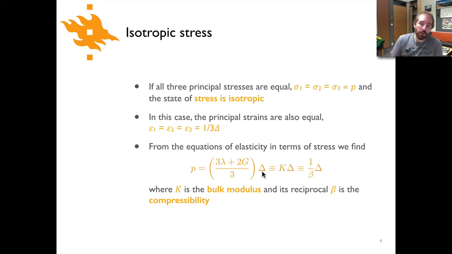Now, this is something of a special term out in front here that gets its own letter, capital K. That is the bulk modulus for the rock. Remember, these are both just material properties, so this is also a material property K, the bulk modulus. It's a measure of its incompressibility, or its resistance to compression, and its reciprocal, which is 1 over beta, is a term called the compressibility.